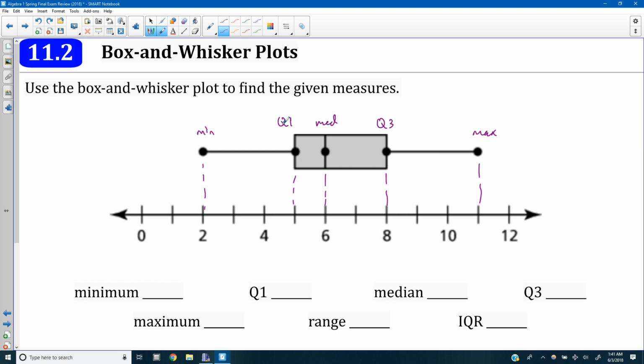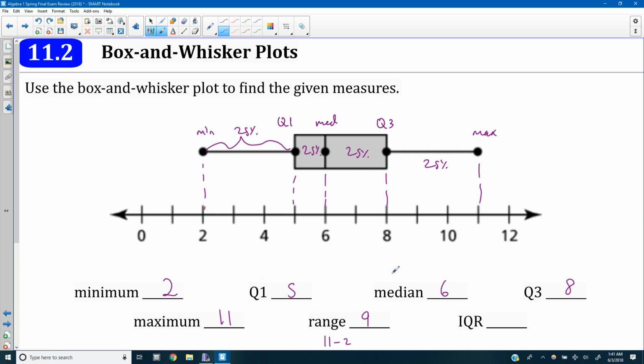These are inner quartiles, quartile 1 and quartile 3. This represents 25% of your data, and here's the other 25%, another 25%, and another 25%. Just letting you know, because I don't know if we have to describe that later. The minimum is at 2, Q1 is at 5, median is at 6, Q3 is at 8, maximum is at 11. The range is the difference between your highest and lowest numbers, so the range would be 11 minus 2, which is 9.